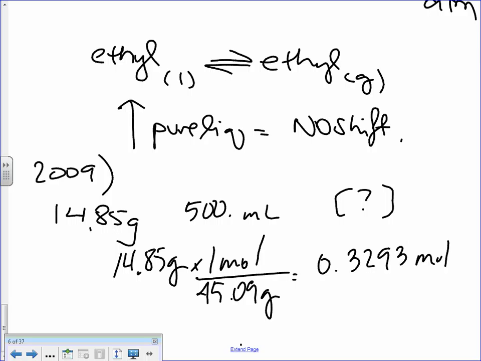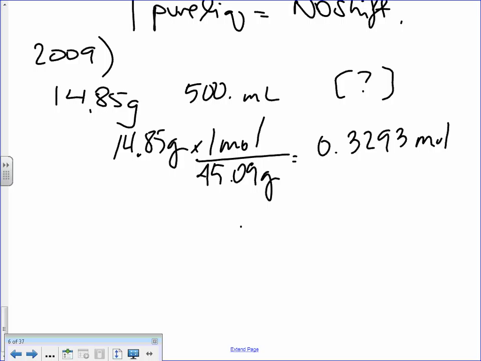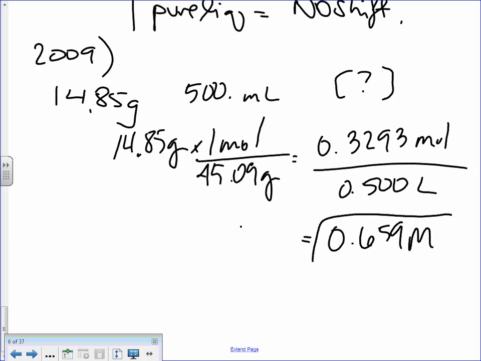Maybe you didn't stop there. Maybe you went straight on and divided, but they would have given you a point for moles. So you should have gotten this many moles of your ethylamine, and then you would have divided by what? 0.500 liters. I know you did. So this would give you, and how many sig figs would I record here? 3.659 molar. Okay, and that's ethylamine. Okay, there we go. So you got 1 point for moles and 1 point for concentration. You good? I thought you had your hand up.